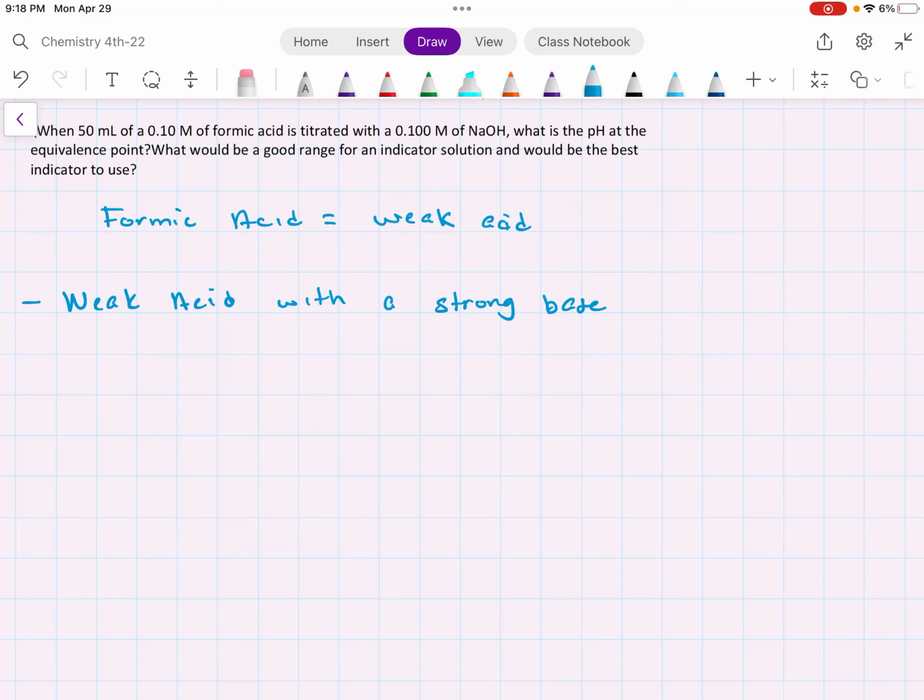Let's start with writing our reaction. So we're going to have HCHO2. Remember, formate only has a 1 minus charge. That's going to combine with sodium hydroxide, and as a result is going to form NaCHO2 plus OH minus. Now, remember that formic acid is a weak acid, right?